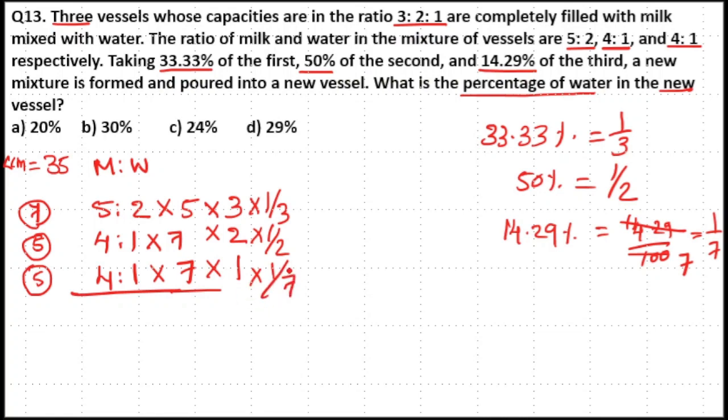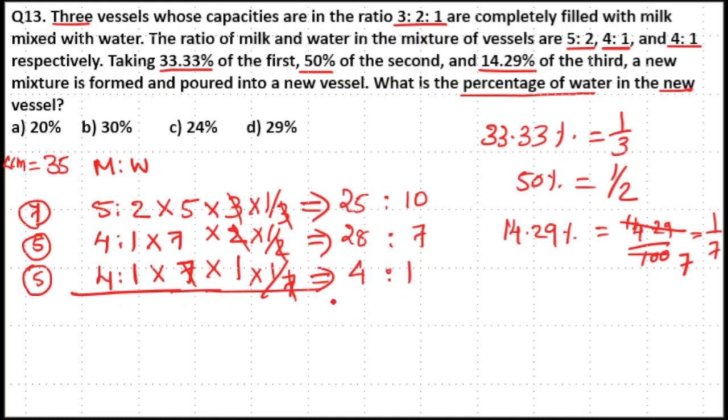Now 7, 7 cancel, 2, 2 cancel, 3, 3 cancel. Now the first ratio will become 5 into 5, 25 is to 5 into 2, 10. The second ratio will become 7 into 4, 28 is to 7 into 1, 7. The third ratio will become 4 is to 1 itself. Now add together: 10 plus 7 plus 1 is equal to 18, and 25 plus 28 is equal to 53, 53 plus 4 is equal to 57. So 57 is to 18 is your new ratio.